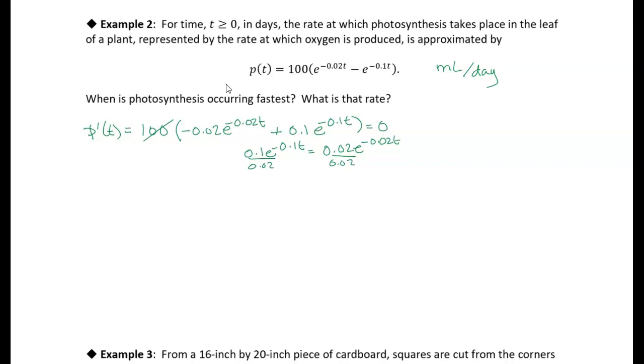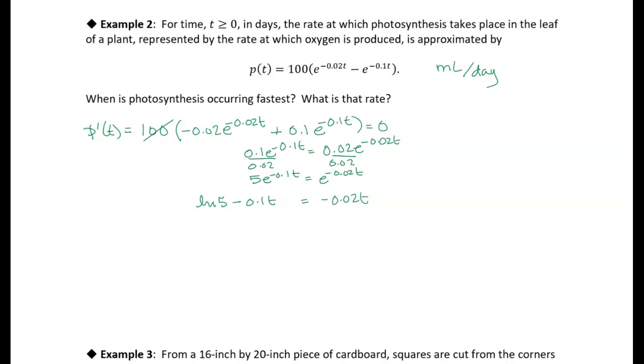And I end up with 5 e to the minus 0.1t is equal to e to the minus 0.02t. All right, so this is where we have to remember how to solve exponential equations. I'm going to take the logarithm of both sides. When I take the logarithm of a product, I can turn it into a sum. So I get the natural log of 5 plus the natural log of e to the minus 0.1t, which just becomes minus 0.1t. And I take the natural log of the other side, and I get minus 0.02t.